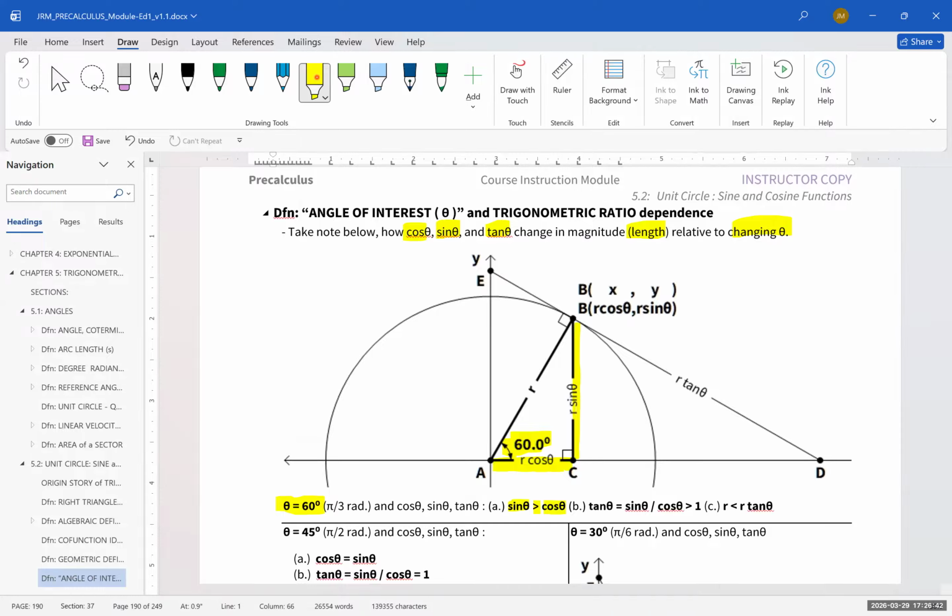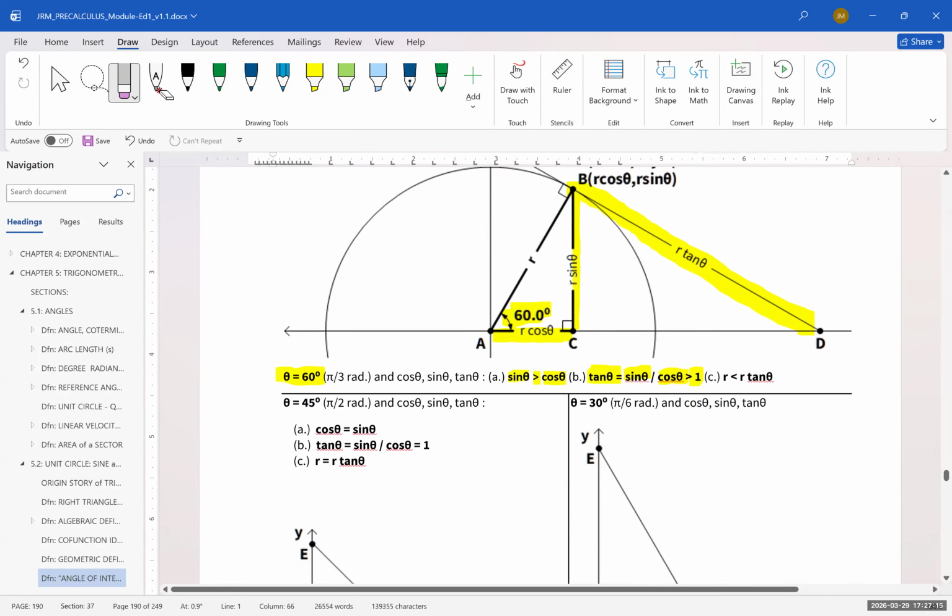And what that means is that when we take the tangent of this angle of interest, tangent is sine over cosine, because sine is higher, it's a greater number, the tangent's going to be greater than 1. So the length of this line segment will be greater than the radius. All right, let's come down to another example.